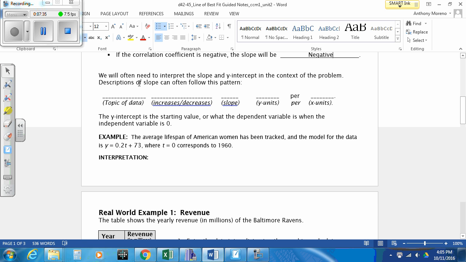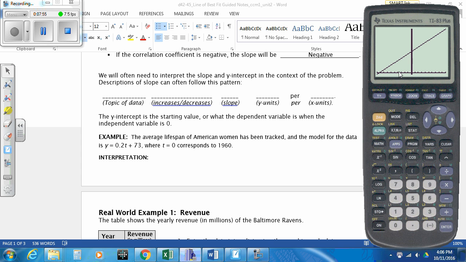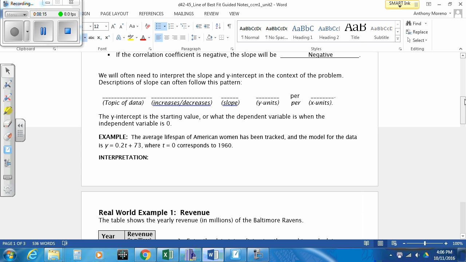And this right here, we often will need to interpret slope and y-intercept in the context of the problem. So you go with the topic of the data. For this topic, the real world example down here, it's the revenue in millions of the Baltimore Ravens. So that would be your topic. It asks if it increases or decreases. And as you can tell by the graph that we've created, that's an increasing graph. Okay, so the revenues are going up. What's the slope? It has a slope of, well, 13.9, and the y units per x units. It's the revenue per year. How much money do they make per year? Okay, so that's what they're talking about.